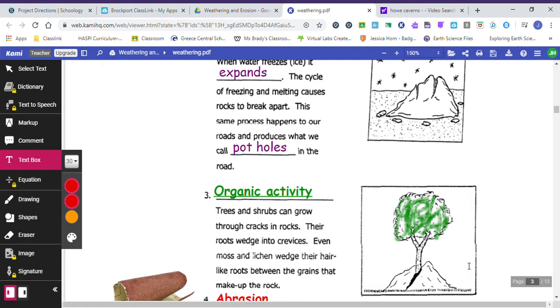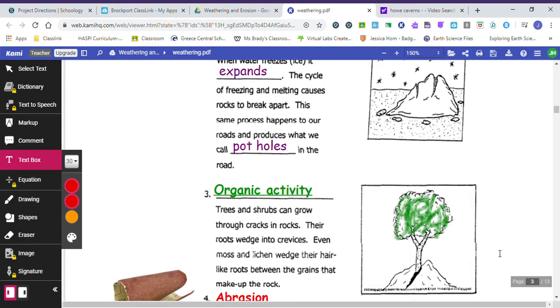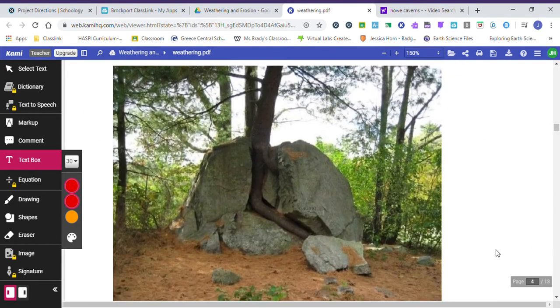Organic because it's referring to trees or shrubs, and it would happen when a little tiny seed gets wedged into a little crack of a rock, and if the conditions are just right, it will start to grow and spread its roots on or maybe even into the crack in the rock, and over some time it might make the cracks in the rock even bigger. Let me show you a real picture of that. I'm going to come back to that, so please don't worry.